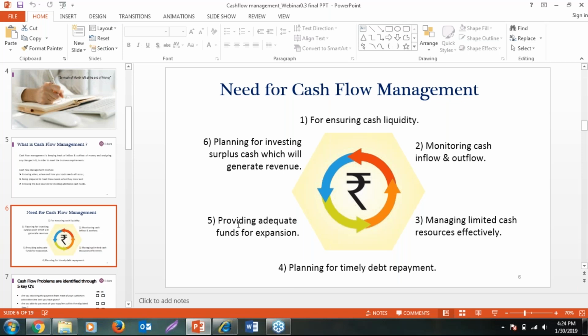Next is managing limited cash resources effectively. So what is managing limited cash resources? What do you think? So first of all, limited cash flow or limited cash resources, how to manage them? You need to ensure how to plan the activities. So if you can delay certain payments, or if you can delay certain expenses, then that would be great. In case you're in a cash flow problem, then if easily you can just plan certain activities, you can delay certain payments. Then this is what managing cash resources means.